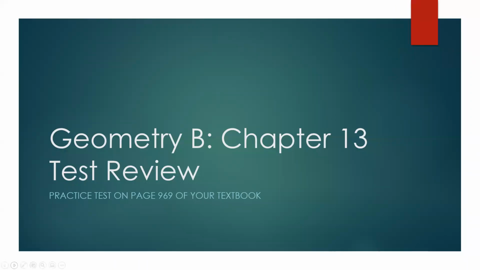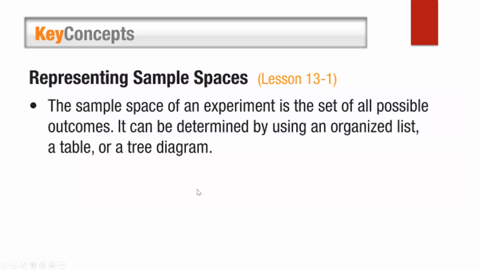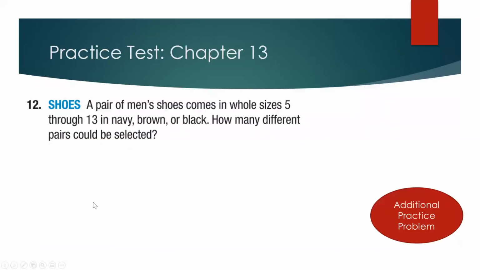So this is a review for Chapter 13 for geometry. The first section talks about sample spaces. The sample space of an experiment is the set of all possible outcomes. It can be determined by using an organized list, a table, or a tree diagram.